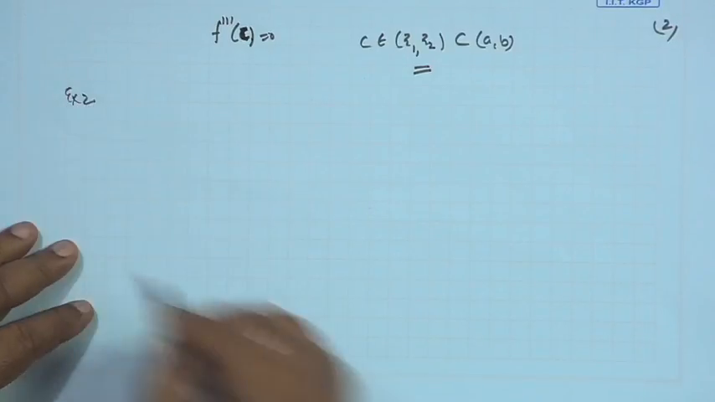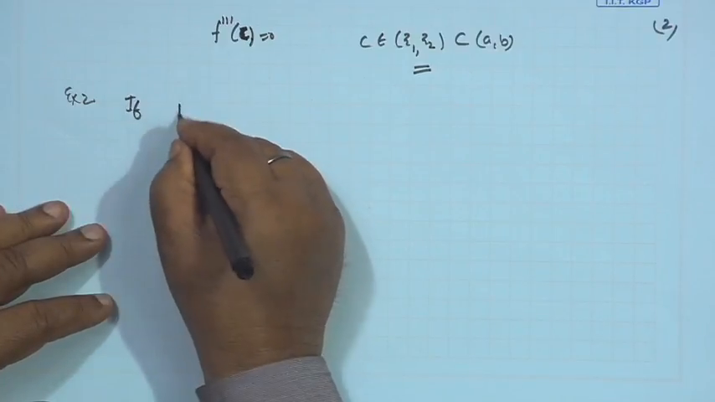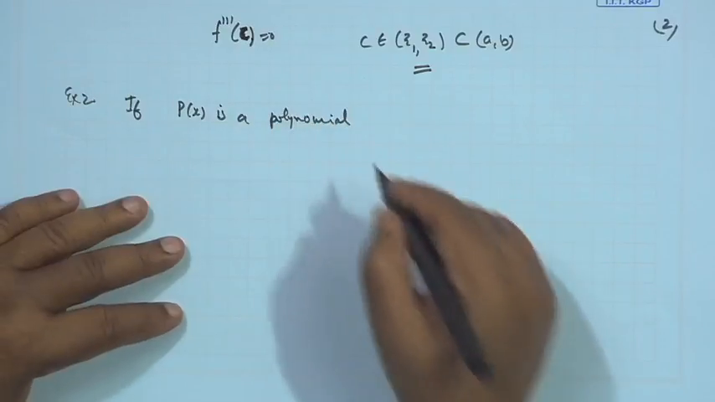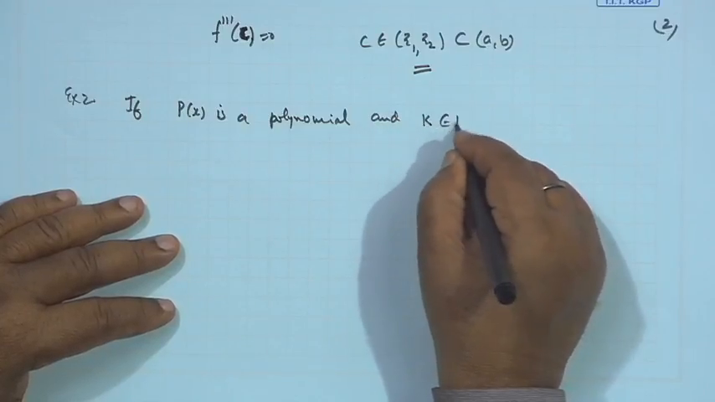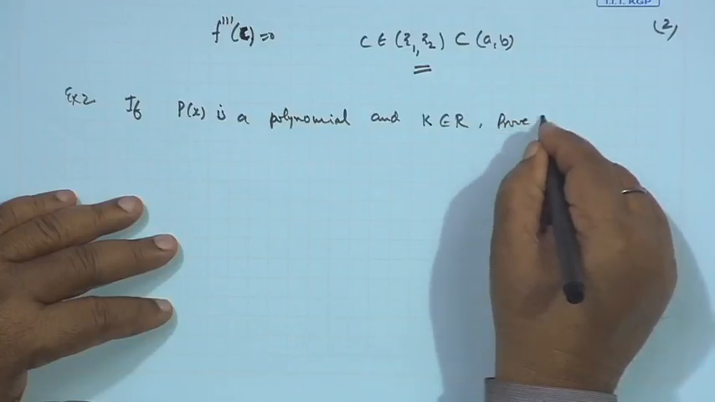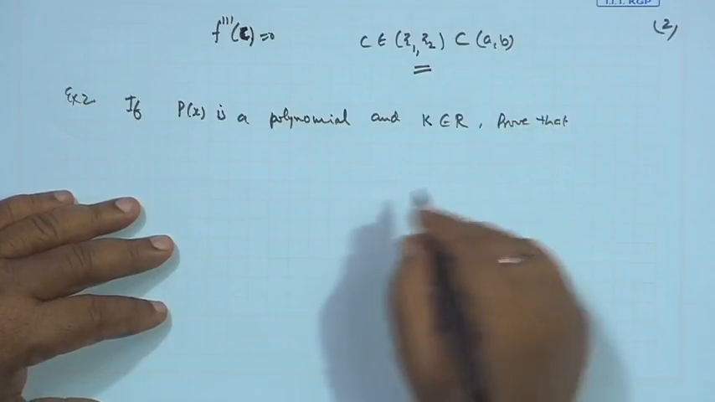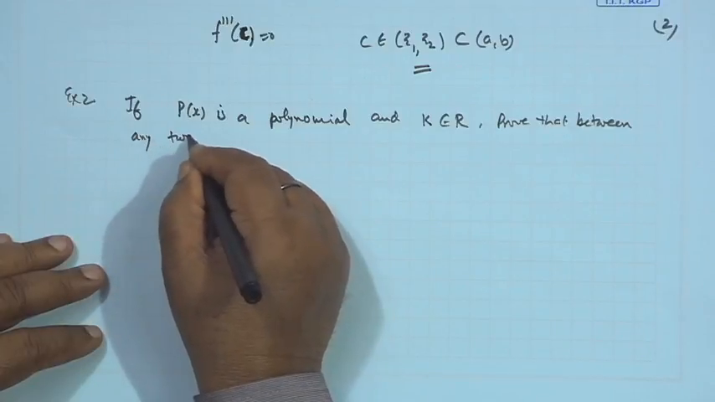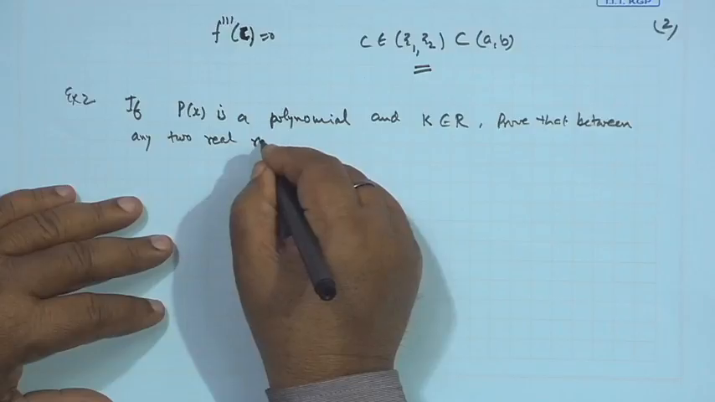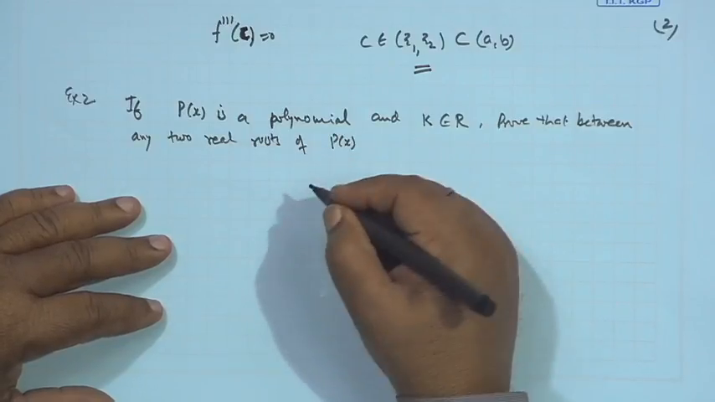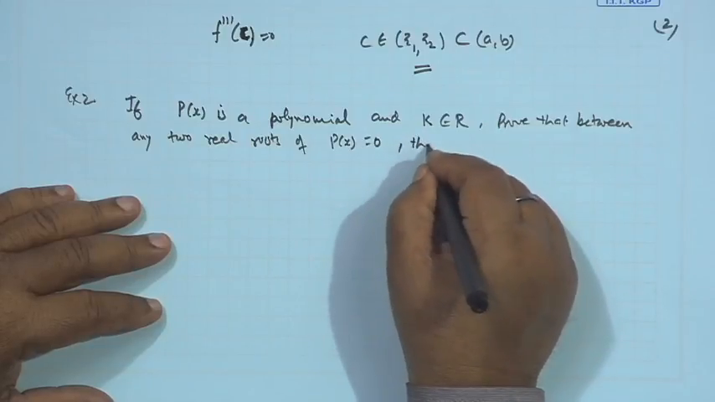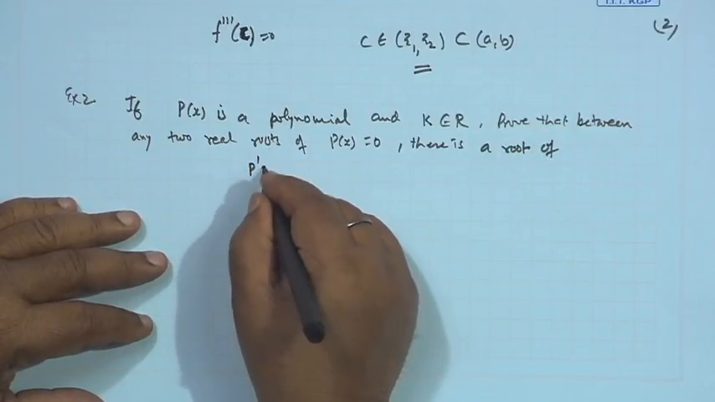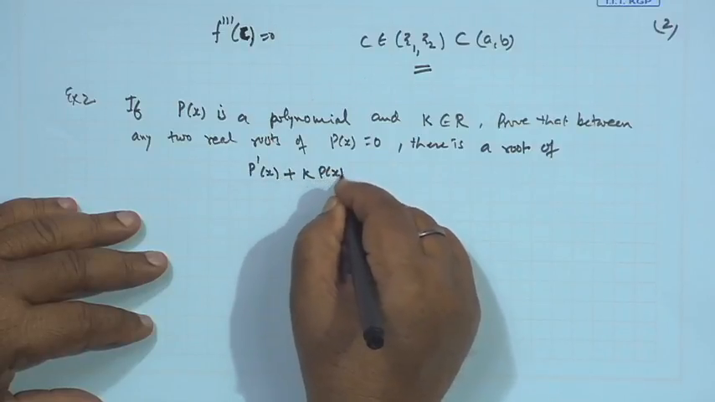Now, next: if p(x) is a polynomial and k belongs to R, any real number, then prove that between any two real roots of p(x) equal to 0, there is a root of the equation p'(x) plus k times p(x) equal to 0.